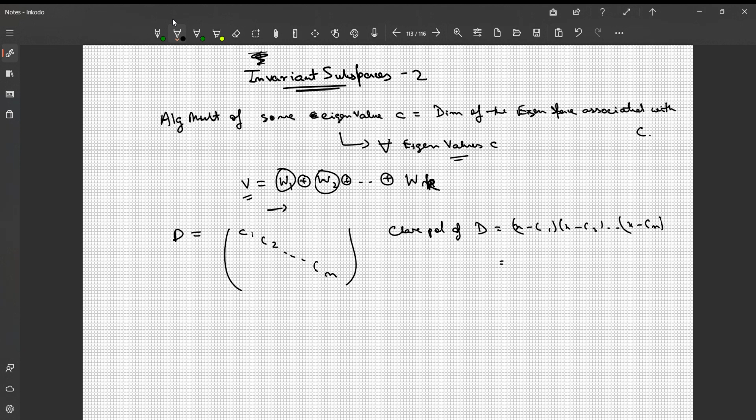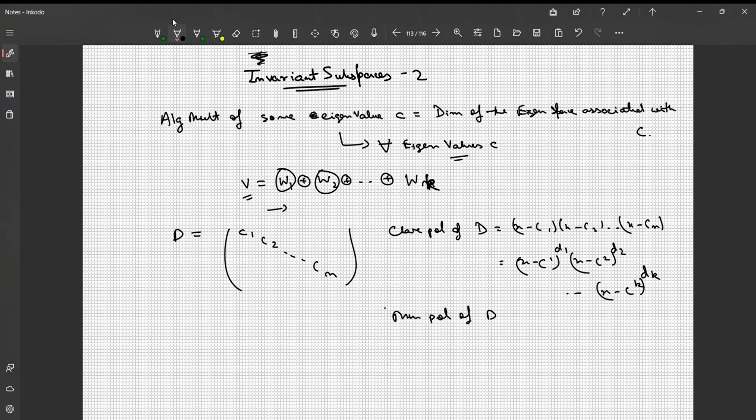Now if we represent this very characteristic polynomial in terms of distinct scalars, it is of this sort: x minus C1 to the power d1, times x minus C2 to the power d2, and so on till x minus Ck to the power dk. So what will be the characteristic polynomial? So what will be the minimal polynomial?